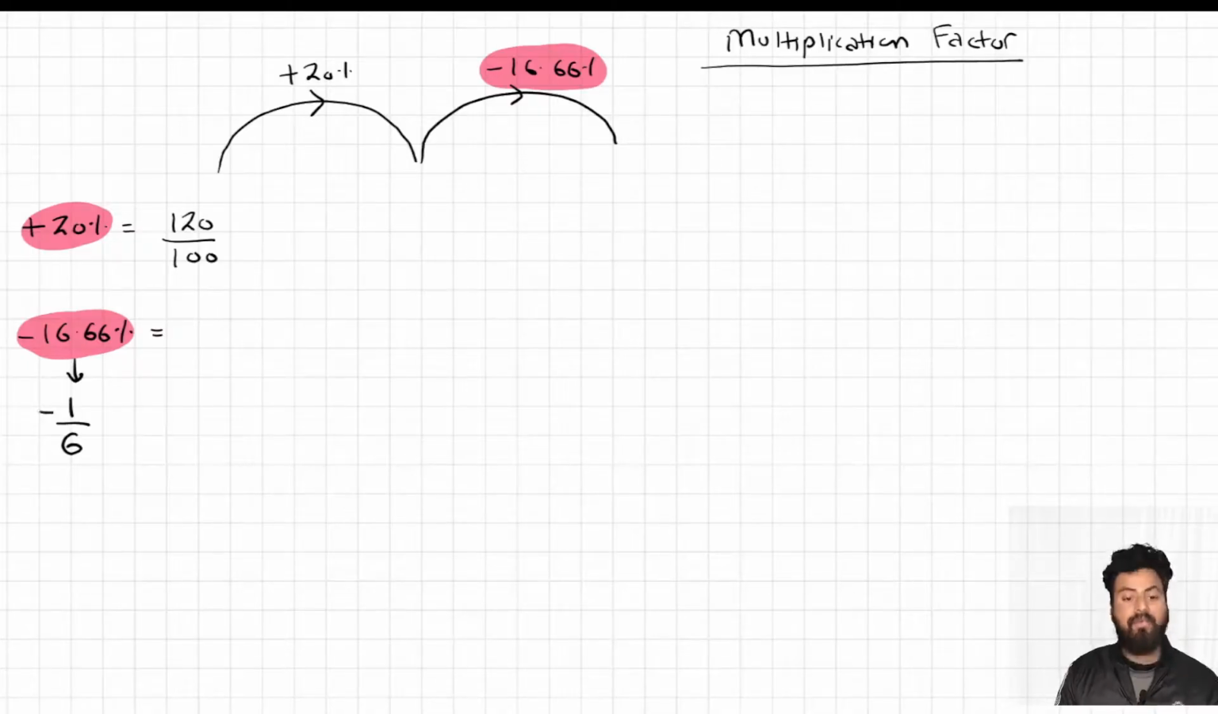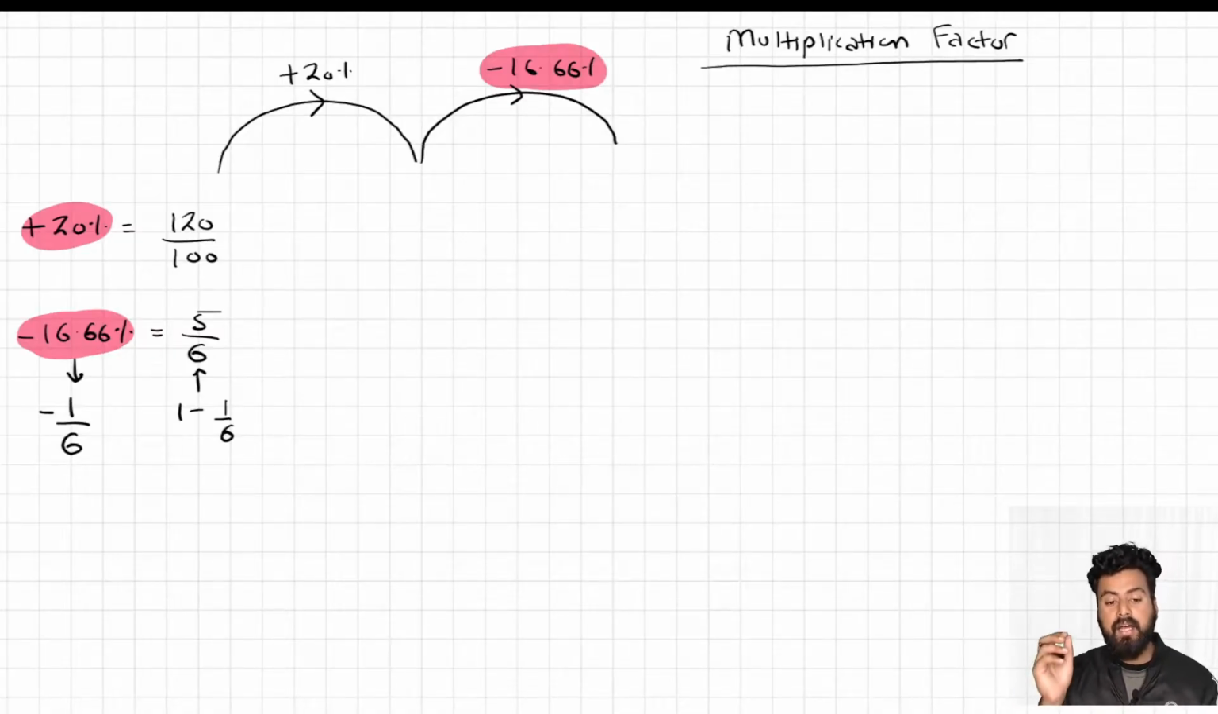What is the operation? A decrease of 1 by 6. So I'm going to reduce 1 by 6 from 1. What is 1 minus 1 by 6? You would say, sir, it is 5 by 6. And this is how we convert a decimal percentage value in the form of multiplication factor. Now, this is something which we had already discussed in our third lecture. So if you haven't watched that session, I would advise you to watch that session first.